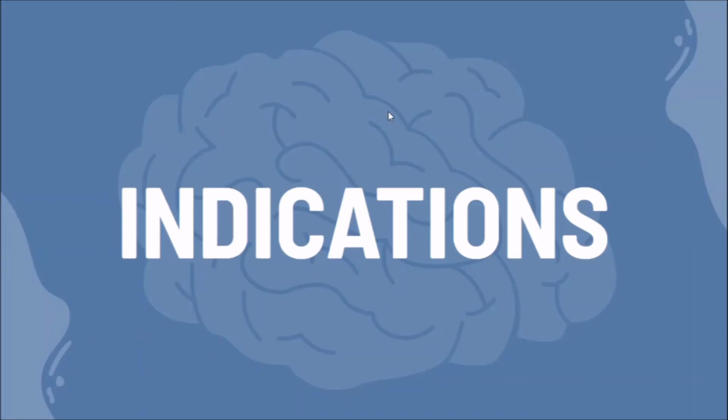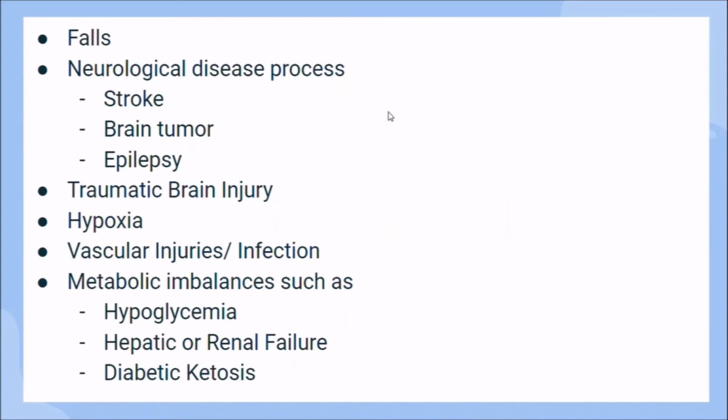Good morning, everyone. I'm Miss Celestial, and I'm here to continue the report on Glasgow Coma Scale assessment. The indications of Glasgow Coma Scale are the following: falls, neurological disease processes like stroke, brain tumor, epilepsy; traumatic brain injury, hypoxia, vascular injuries or infection, metabolic imbalances such as hypoglycemia, hepatic or renal failure, and diabetic ketosis.